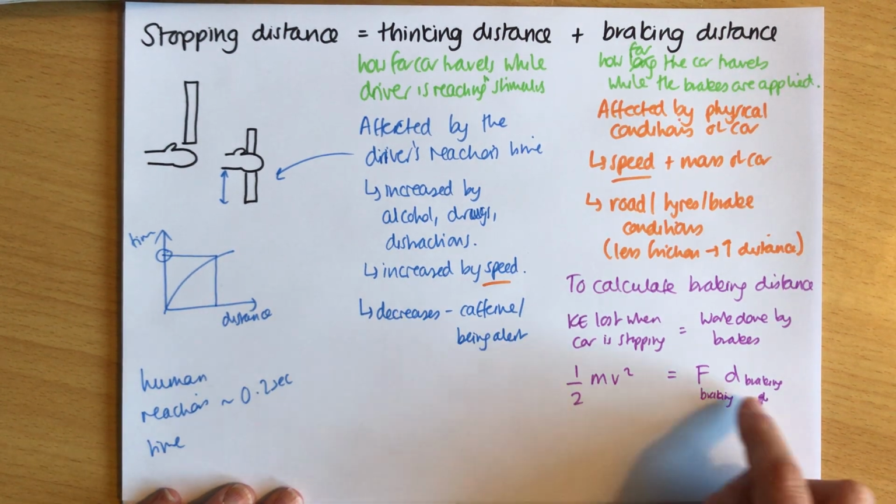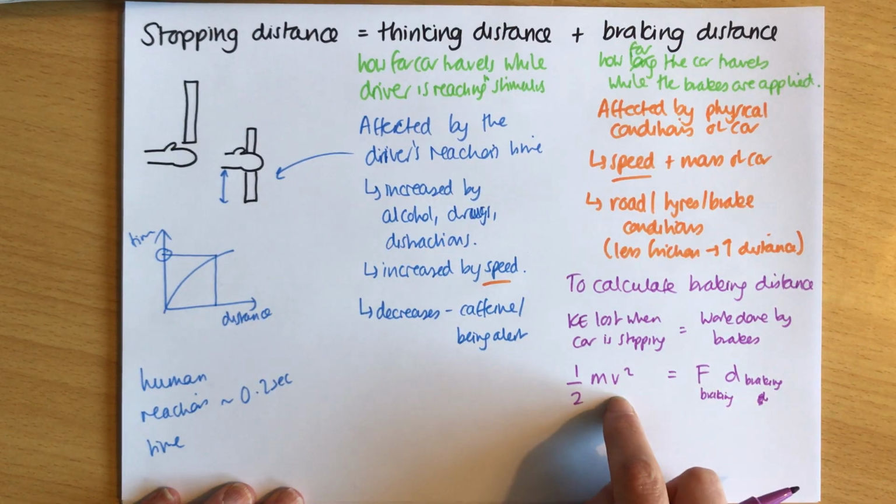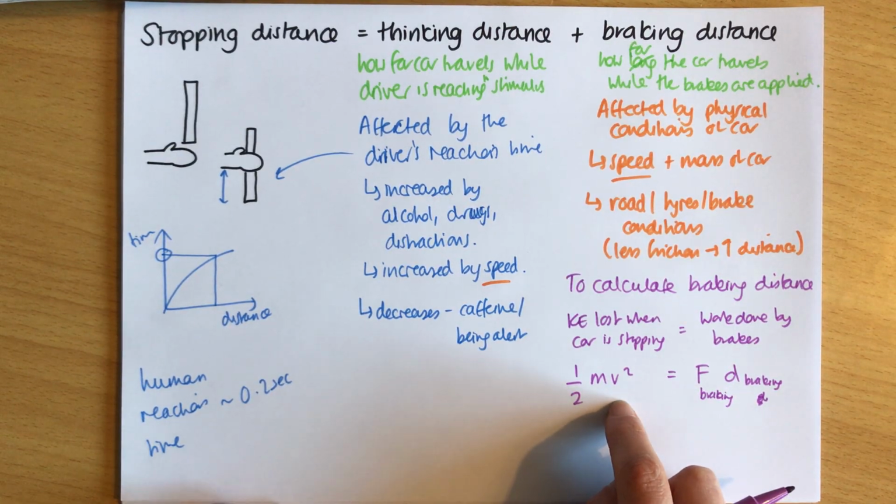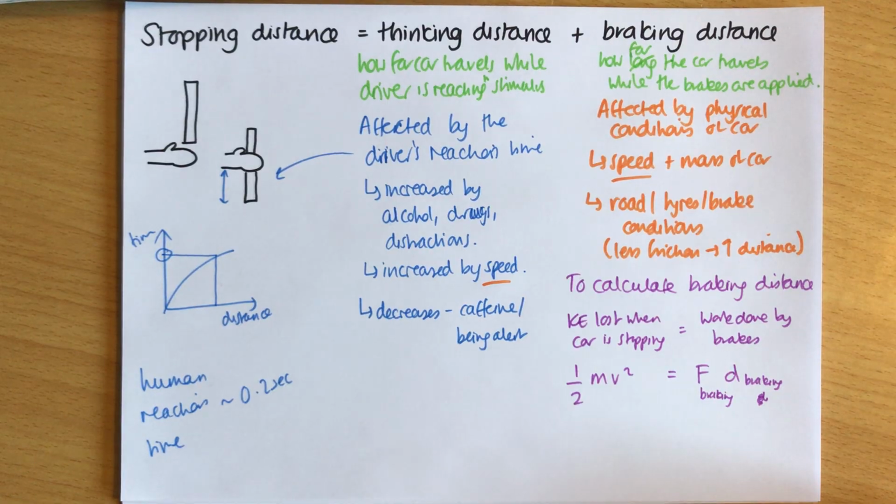The higher the speed, the higher the braking distance. And because this is squared, it's quite a big change. So going from 20 to 30 miles an hour more than doubles the braking distance, which is why they have those 20-mile-an-hour zones near schools. So in case a child runs out into the road, there's more chance that the driver can stop in time.